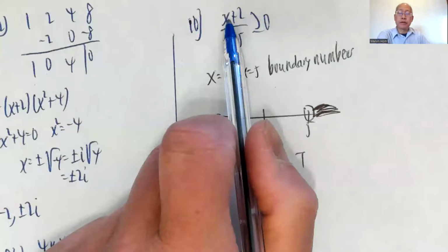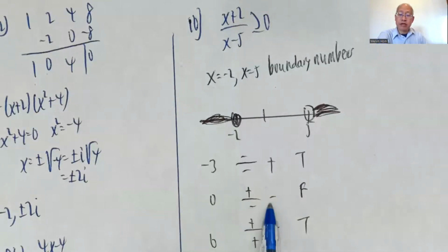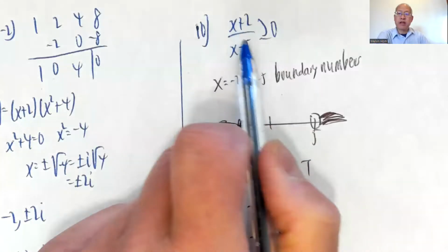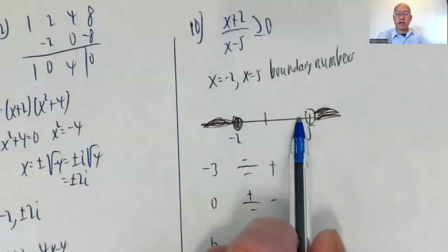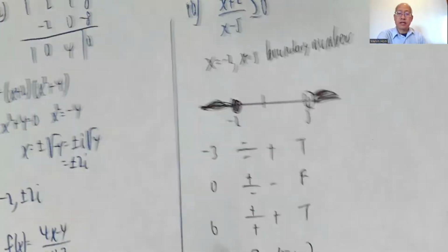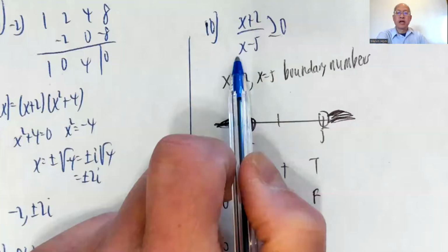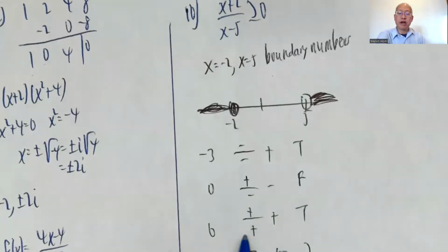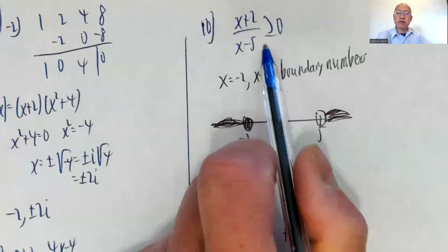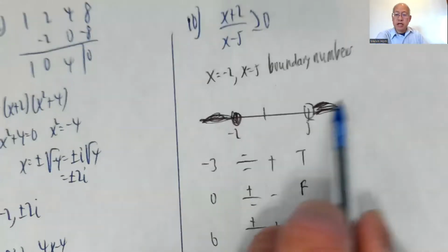Plug in 0. 0 plus 2, positive. 0 minus 5 is negative. Positive divided by negative is a negative. Is a negative greater than or equal to 0? No, that's false. Do not shade in this region. And 6. 6 plus 2, positive. 6 minus 5 is positive. Positive divided by positive is positive. Is a positive greater than or equal to 0? Yes, that's true. Shade that region in.